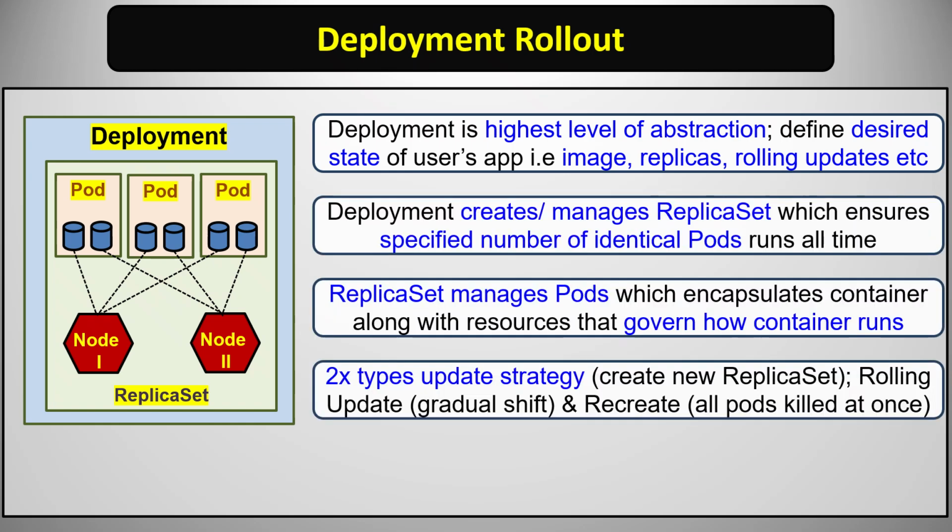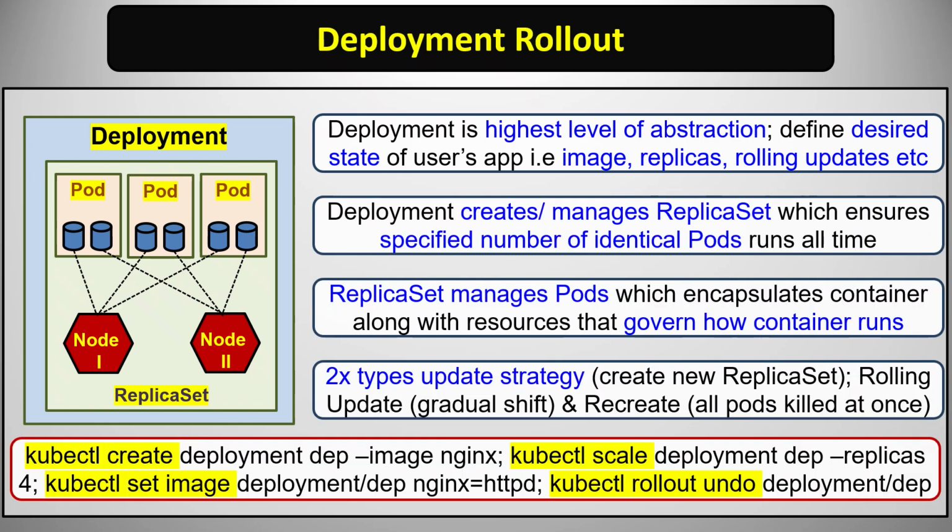A deployment is the highest level of abstraction in Kubernetes for running your application. It defines the desired state of your app. That includes the container image, the number of replicas, and the update strategy like rolling updates. Now here's the relationship. The deployment creates and manages a replica set. The replica set ensures that a specified number of identical pods are running all the time. And each pod encapsulates your container along with the resources and rules that control how the container should run.